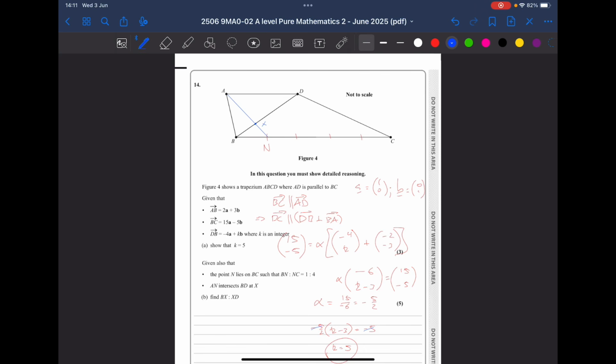Find the ratio of BX to XD. So how do we split this up? The way we're always going to want to do that is, X is the unknown point. We know where N is. They told us the ratios about N's. So what we're going to do is take our X and find 2 different ways to get there.